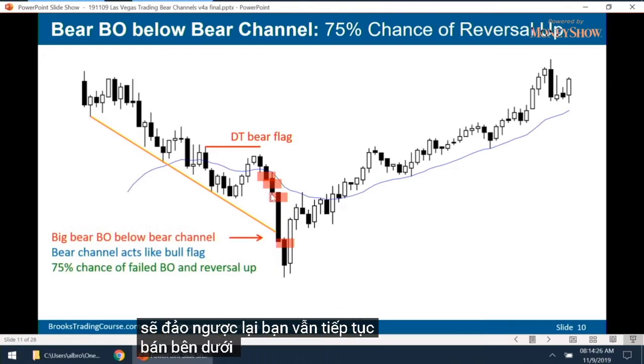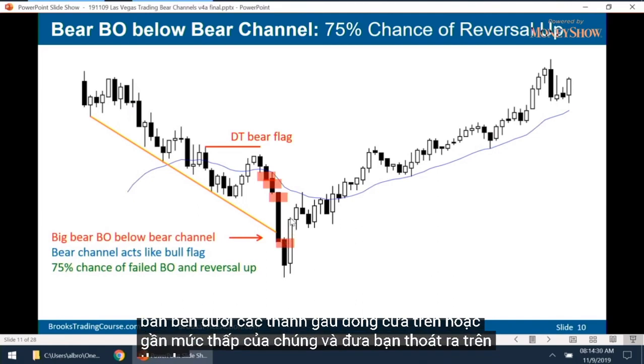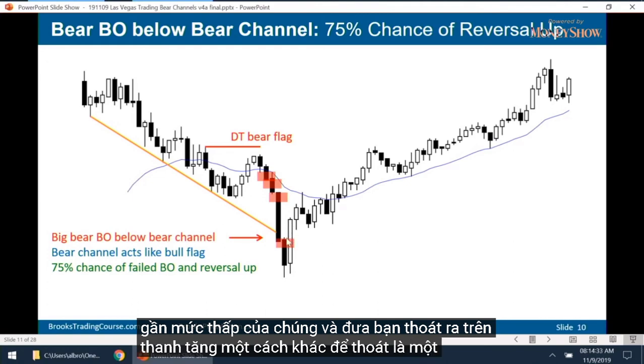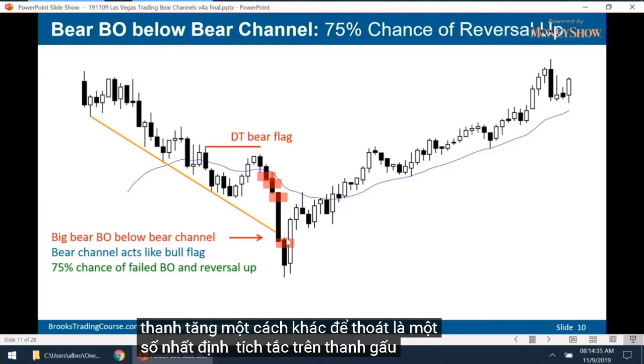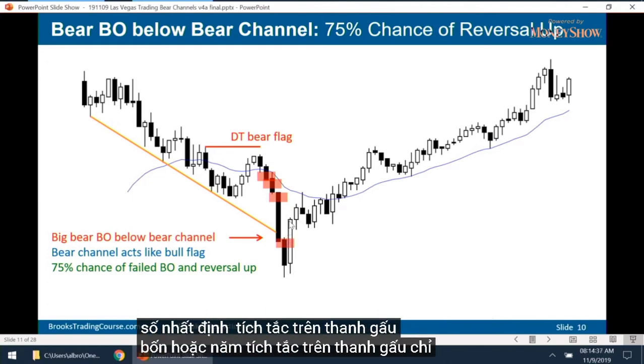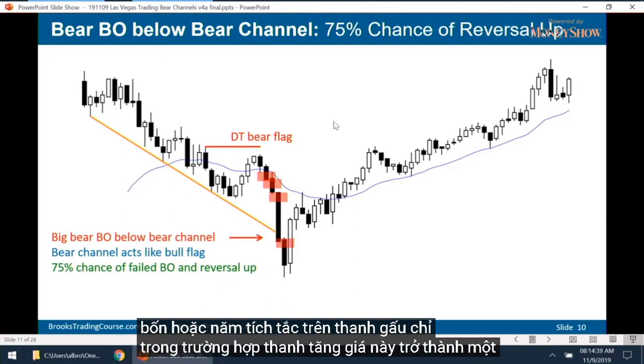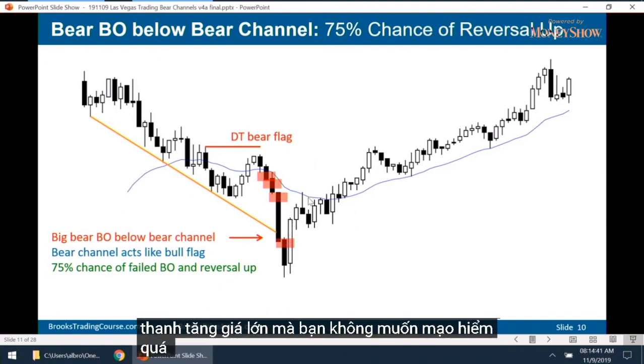You still keep selling below bear bars, closing on or near their lows, but you exit above a bull bar. Another way to exit is a certain number of ticks above a bear bar, 4 or 5 ticks above a bear bar, just in case this bull bar becomes a huge bull bar. You don't want to be risking too much.